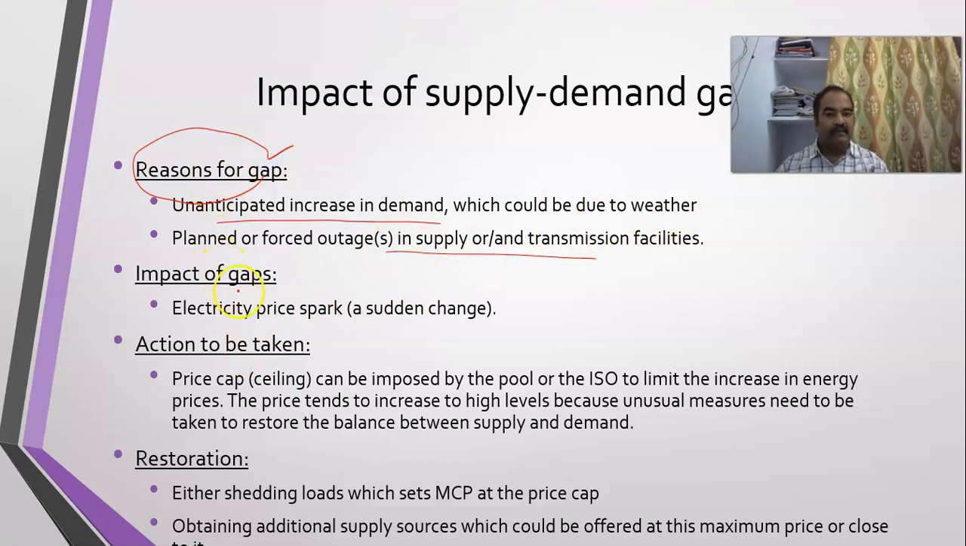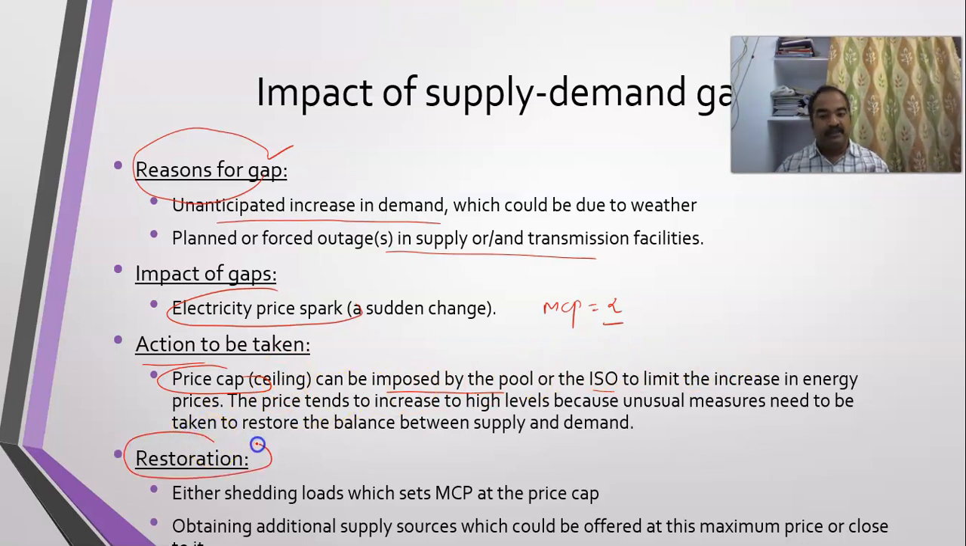So what is the impact of this gap? Electricity price spikes. MCP will go to infinity. In that case, what is the action to be taken? Price caps are the best thing. Otherwise, if the prices go to infinity, nobody is going to get anything, right? So price caps can be imposed by the pool or the ISO. Either one can control the prices. Why? In order to limit the prices.